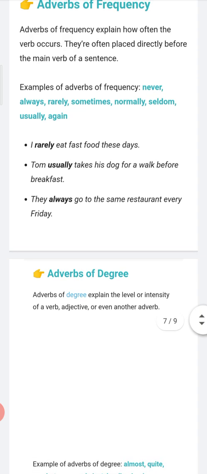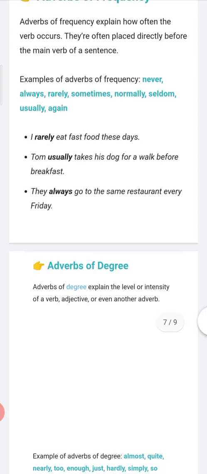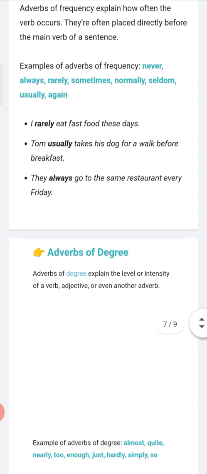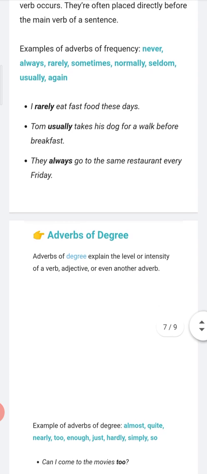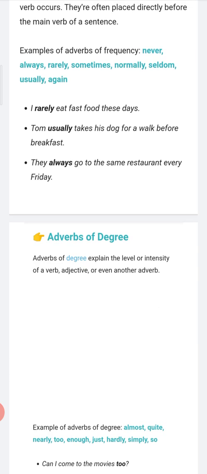Then, Tom usually takes his dog for a walk before breakfast. So he usually, that is most of the time, takes his dog for a walk. They always go to the same restaurant every Friday. So that means that every time they are going to the same restaurant for maybe dinner or lunch, whatever it is. That means how often, because in frequency you can say how often an action is being repeated, how often an action occurs.